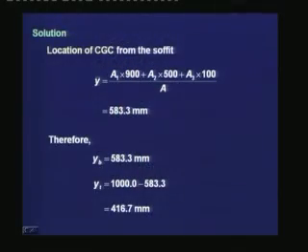From here, we can calculate the value of YB, which is the same as Y bar and equal to 583.3 millimeters, and the value of YT is equal to the total depth 1000 minus 583.3, equal to 416.7 millimeters. Thus, we know the distances of the two extreme edges from the CGC.